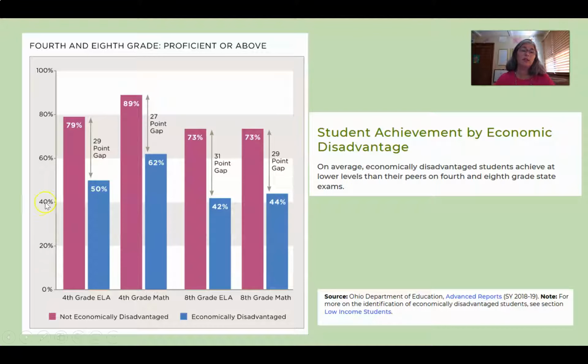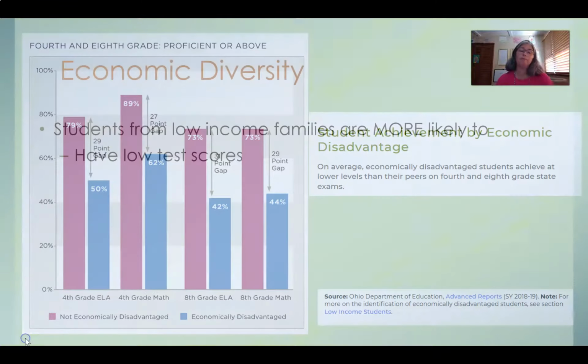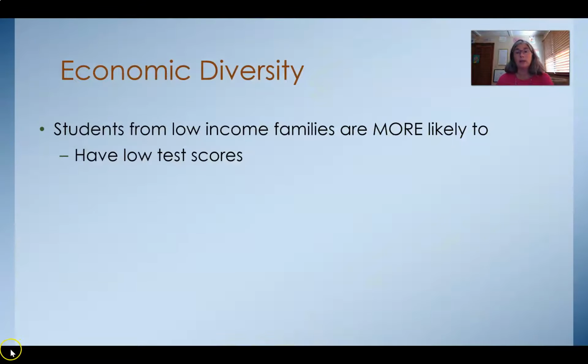So you can see here from this data, we have 4th grade students and 8th grade students, and this is from Ohio. I try to relate things to our state as much as possible. And then here you're seeing the gap between the non-economically disadvantaged students and the economically disadvantaged students. And you can see in each case there's a significant gap. So what else can we see?